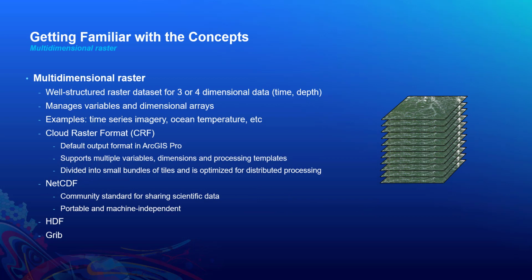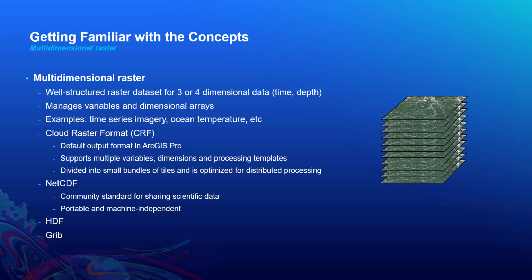First of all, what is a multidimensional raster? Traditionally, a raster contains two dimensions, x and y, which describe the location of a pixel. A multidimensional raster is raster data that contains more than two dimensions. It includes dimensions such as time and depth. It can also contain multiple variables such as temperature and precipitation within a single raster.